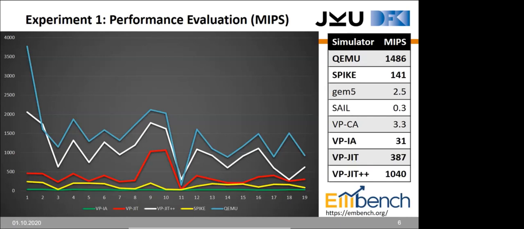This slide shows the performance evaluation results using the EM-Bench benchmark set. Besides 4 VP-based settings, we also added other RISC-V simulators such as QEMU and Spike to this evaluation. The table on the right side shows the average MIPS on the whole benchmark set. The graph on the left side plots the obtained MIPS per benchmark. A VP-based simulation with link optimizations shows very strong results. It can be more than 500 times faster than an accurate interpreter-based setting and even shows competitive results to QEMU, albeit the SystemC-based simulation overhead.